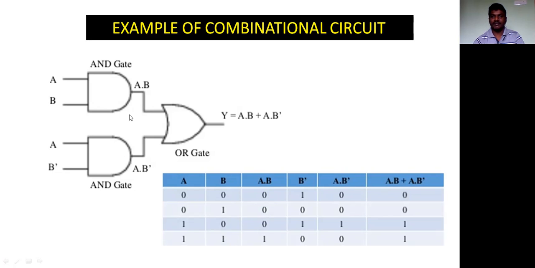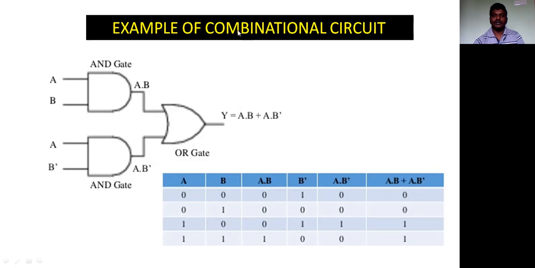AB, if you look at the first AND gate output, the AND gate gives the output 1 when all the inputs are equal to 1. So here for an AND gate, A and B are the input, so the output is 1 in this case. Remaining all the cases, the output is 0.